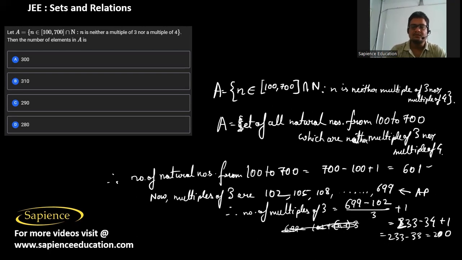And how many multiples of 4 are there? That also we have to find. Therefore, the number of multiples of 4 are, so the multiples of 4 are what? The first term is 100. Then we have 104, then 108, and then we will have 700 also, since 700 is also divisible by 4.